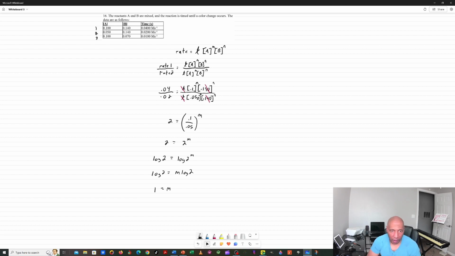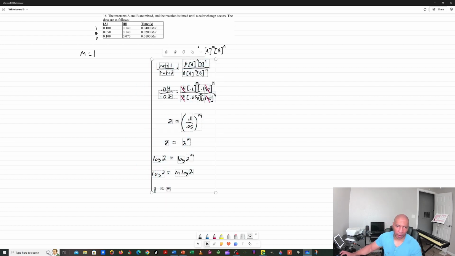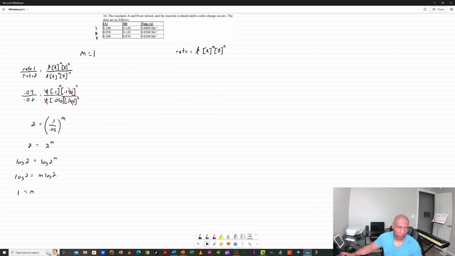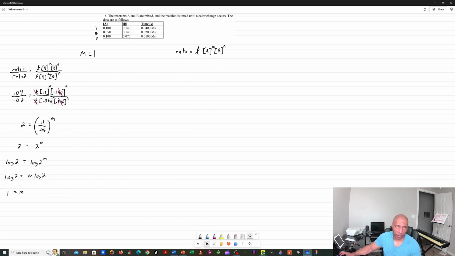Okay, so now I know that m is equal to 1. I think I'll put that right there. m is equal to 1. So now I'm going to find n, the order with respect to B. Alrighty then, and I don't know why I didn't just erase that, but that's cool.